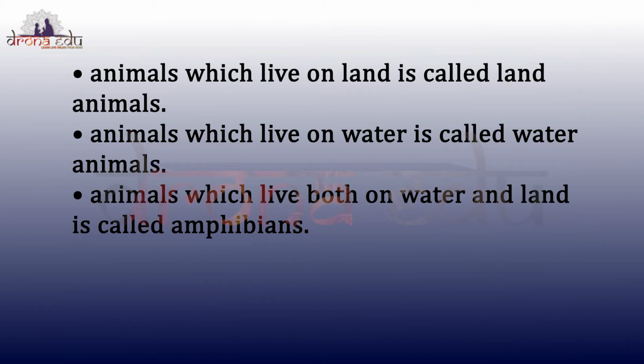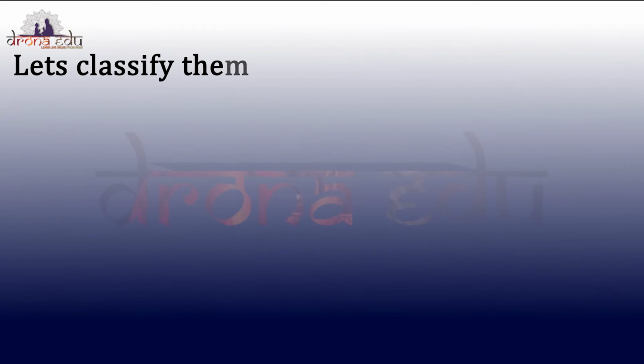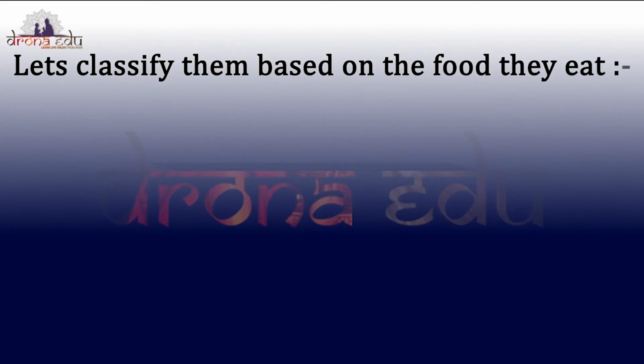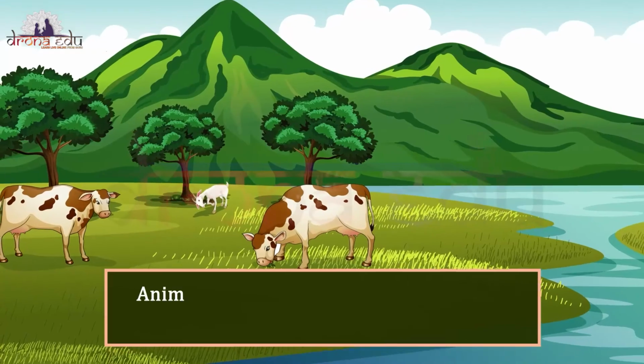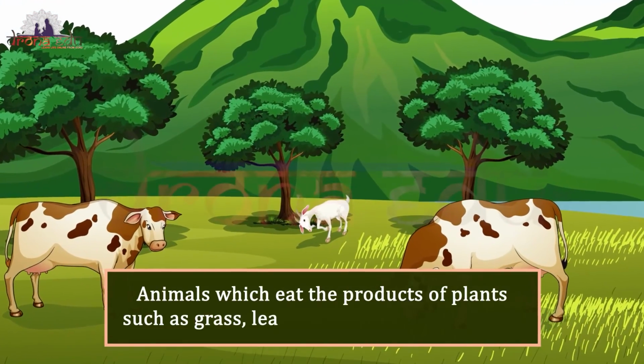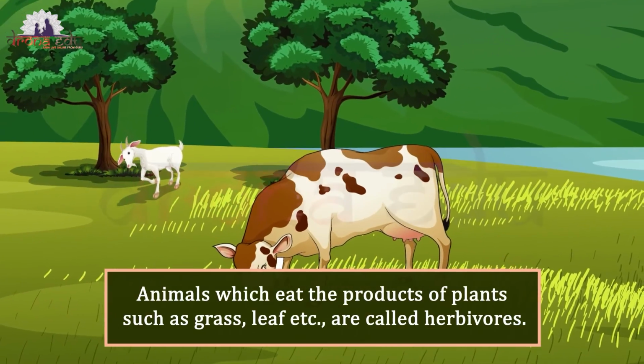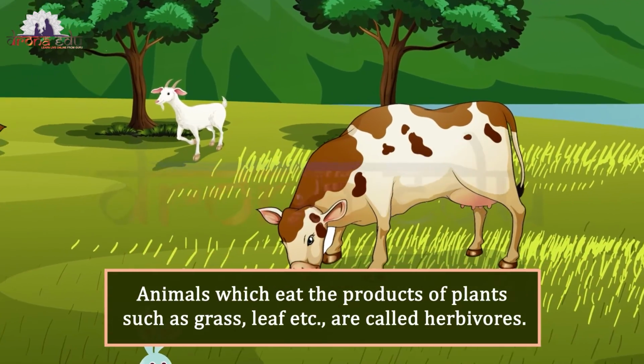And then, as I told previously, different animals will eat different kinds of food, right? Now let us classify them based on the food they eat. See, the animals which eat the products of plants such as grass, leaf, etc. are called herbivorous. For example, you can take rabbit, right?